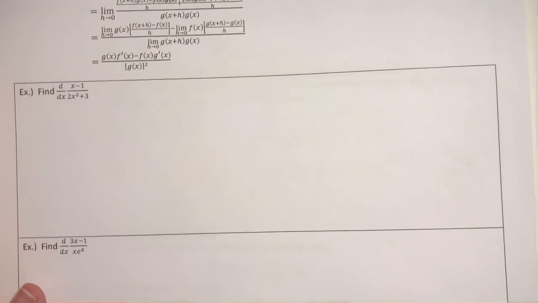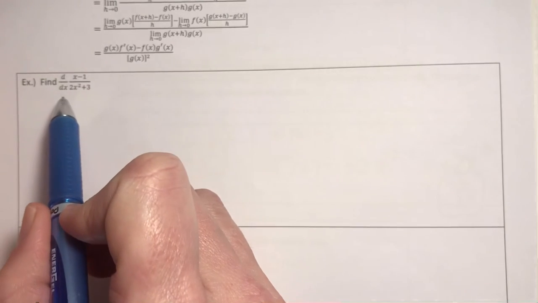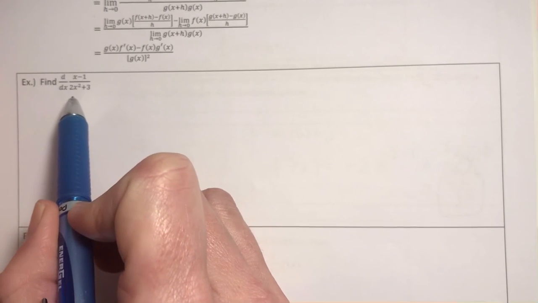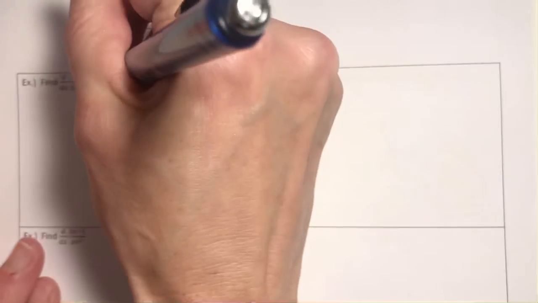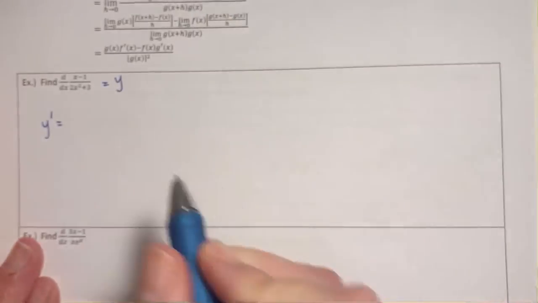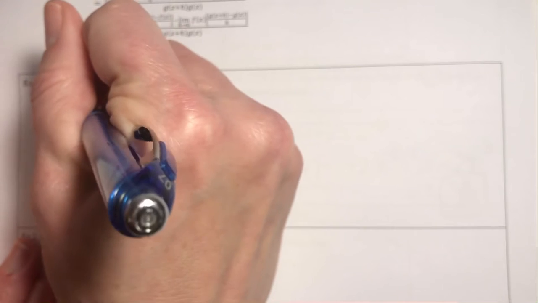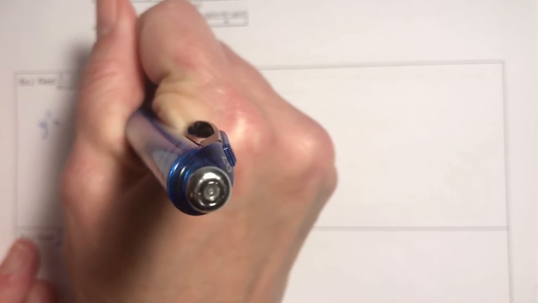First one that we're going to go ahead and look at is on page 7. And it says to find the derivative of x minus 1 all over 2x squared plus 3. So saying the derivative of this, and again, I'll set this equal to y. So y prime is equal to, and this starts off with the bottom, so low. And I'm just going to go ahead and rewrite our denominator, 2x squared plus 3x.